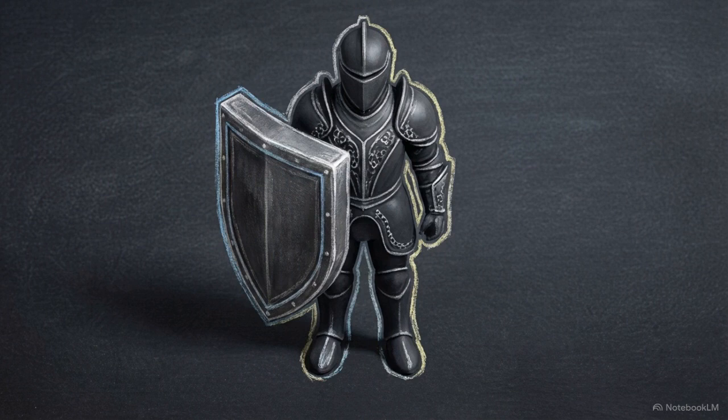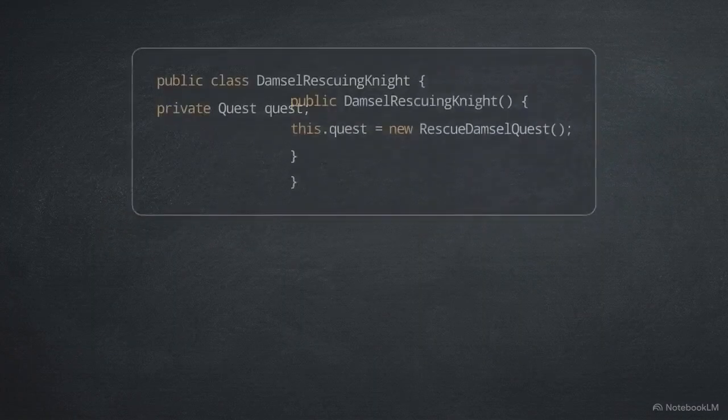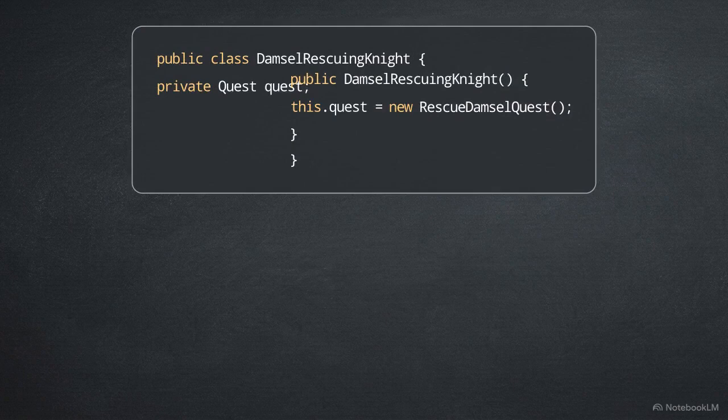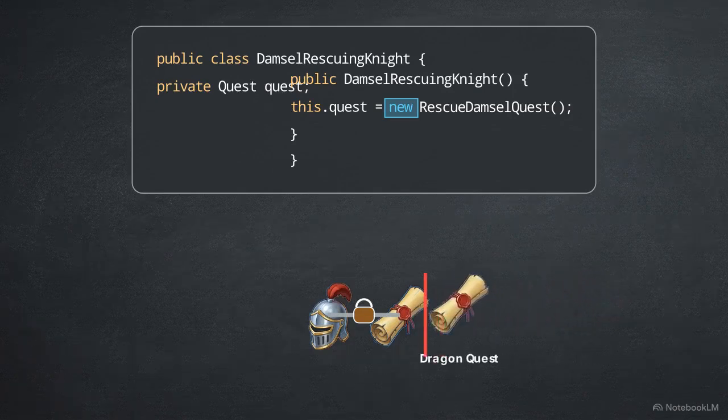Consider a standard architectural baseline. In the medieval-themed application, we might have a damsel rescuing knight class. This is the Java code for that class. Inside the constructor, the knight uses the new keyword to instantiate a rescue damsel quest. Because the new keyword is hard-coded, this knight is permanently bound to one specific implementation. If the system needs this knight to embark on a dragon-slaying quest, it cannot. This hard-coded instantiation makes unit testing impossible through standard injection.